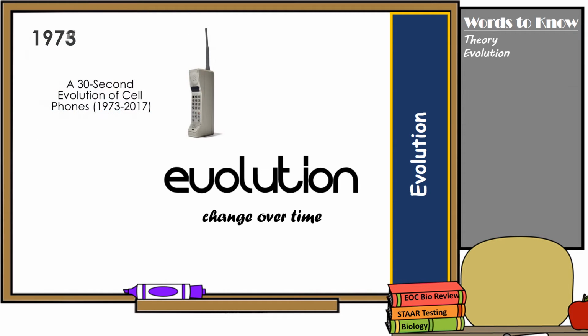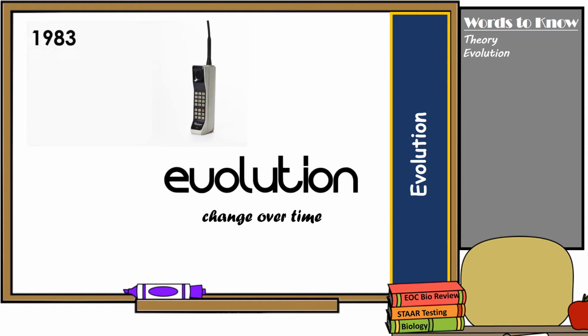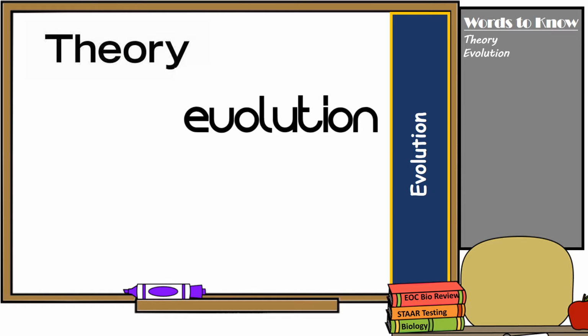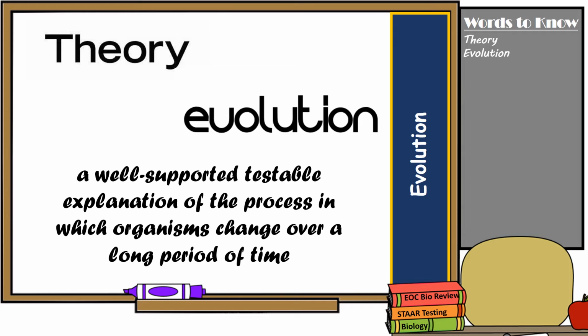However, evolution is not seen in a short amount of time. It's actually seen over a long period of time. For instance, if we were to look back at the first cell phones that were developed and compare them to the descendants and eventually the most modern iPhone, we would truly see how cell phones have evolved a great deal. Now let's combine these two words and their definitions, which results in a definition for the theory of evolution, which is a well-supported, testable explanation of the process in which organisms change over a long period of time.